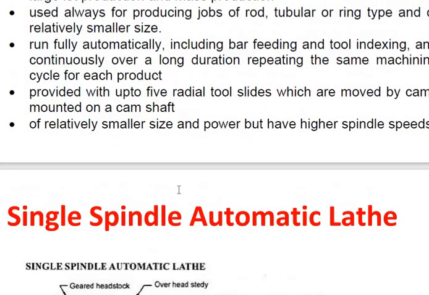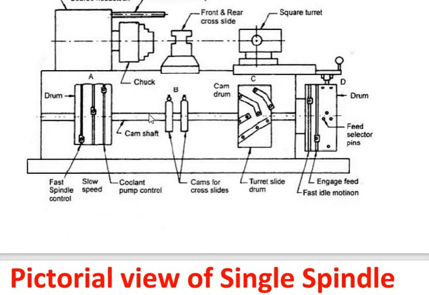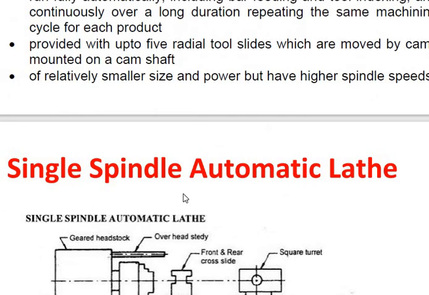It is also provided with up to 5 radial tool slides which are moved by cams mounted on a camshaft. You all can see the camshaft here. These are the cams on the camshaft, and the cams mounted can slide over them or move here and there. These are the things they have told.